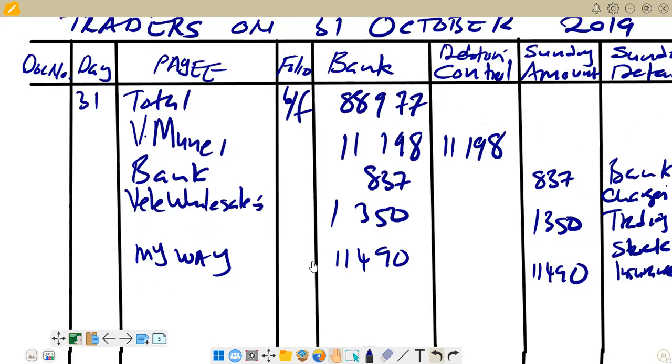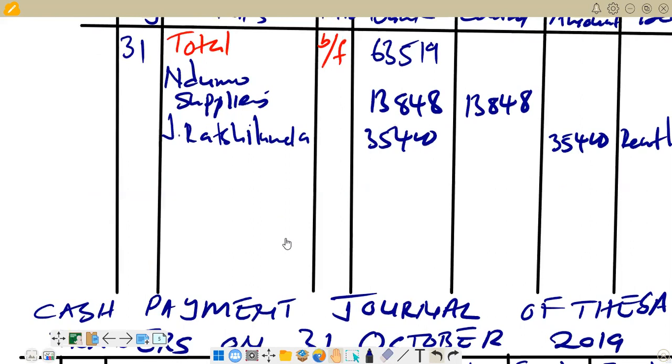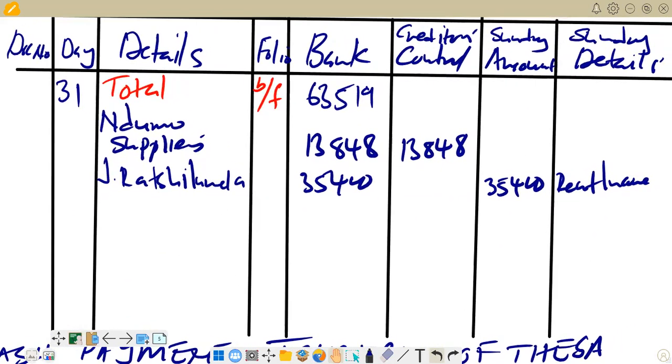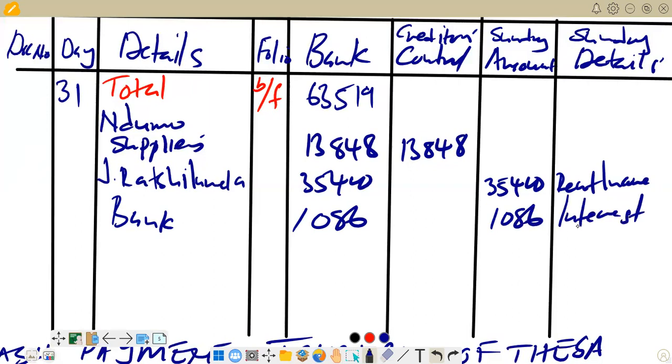So this is our cash payment journal. So we can go to the cash receipt journal. This is our cash receipt journal that we are having here. So we can come here and enter it. Here we are saying it's bank. And we've got 1,086. And we're going to put it under sundry. And remember, it's interest income. So this is what we have.